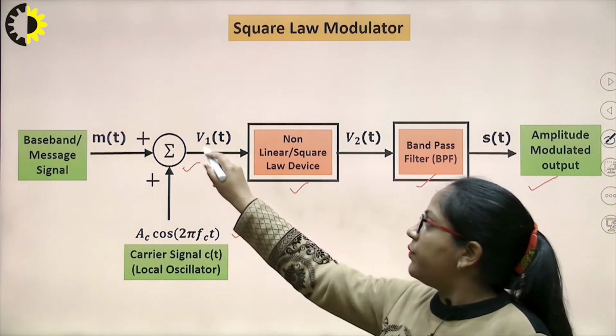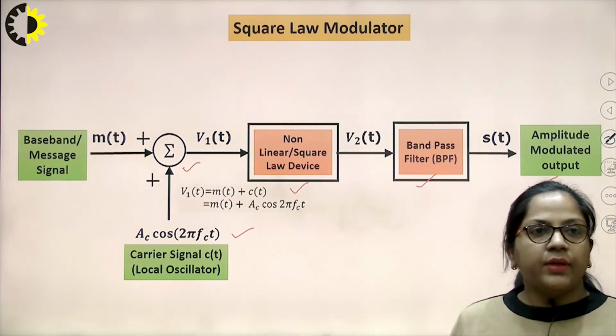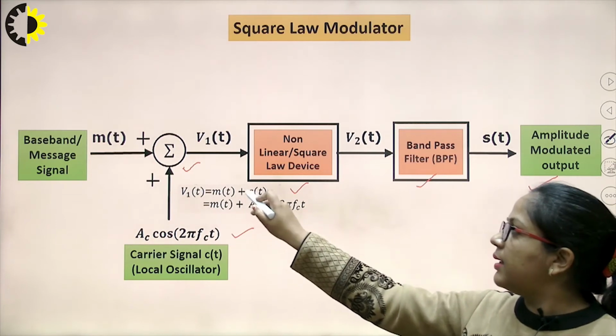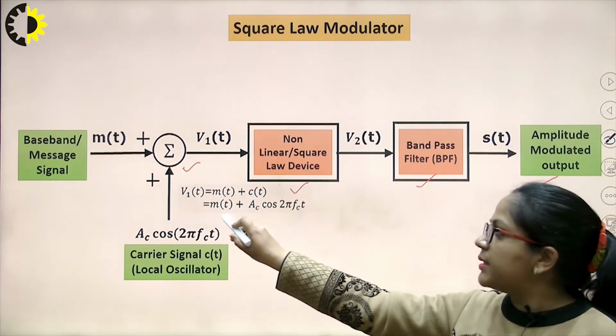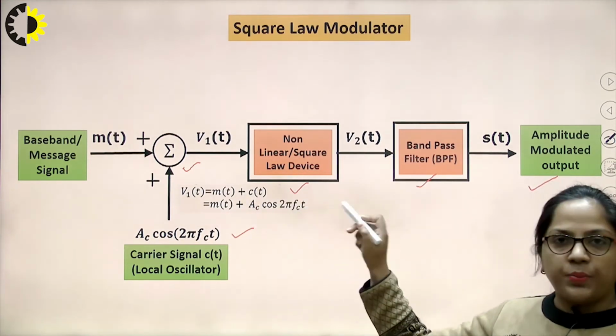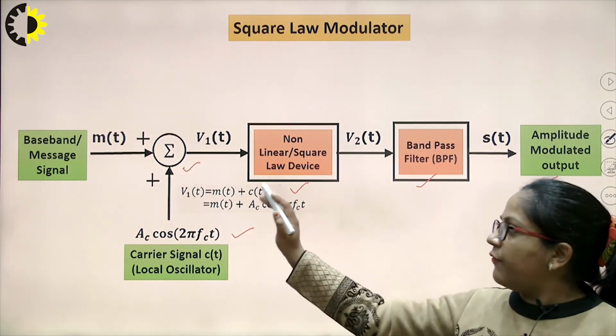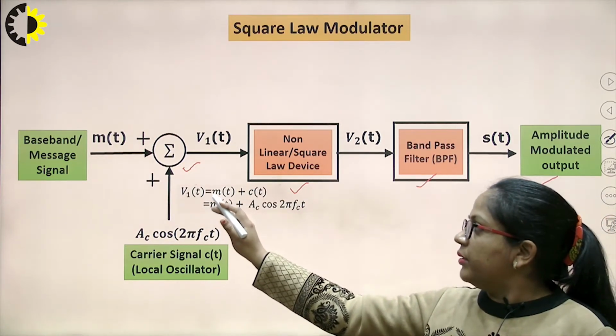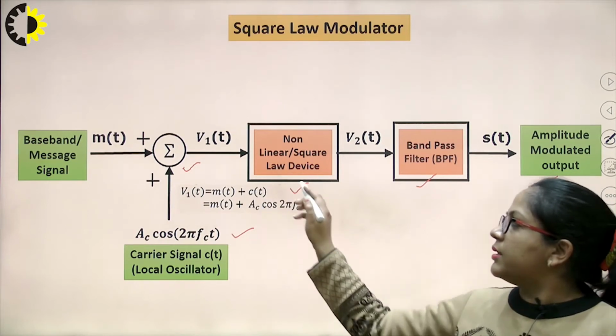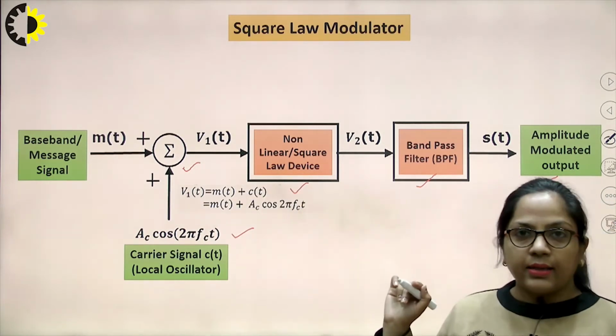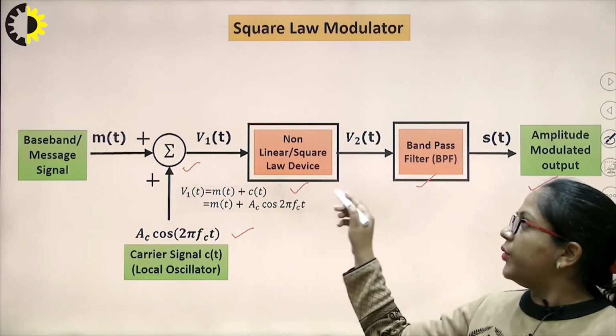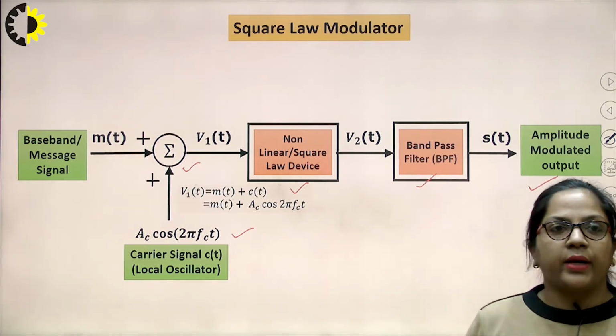So, at the output of the adder, what will we get? We will get the summation of the message signal and the carrier signal, that is m(t) plus Ac cos 2 pi fc t. After this, the summation of the message signal and the carrier signal will be passed through a non-linear device or a square law device.